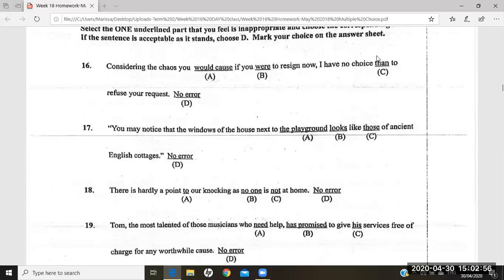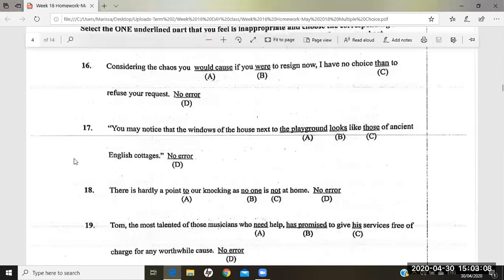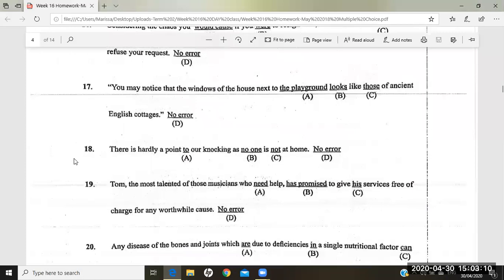Why did you put C? Because you thought it should have been but? Yeah. But is actually a synonym for than, so the answer is not C. Kanisha is actually right. The answer is D. There's no error in the sentence. Very good. So number 17, Cheyenne, continue with 17.